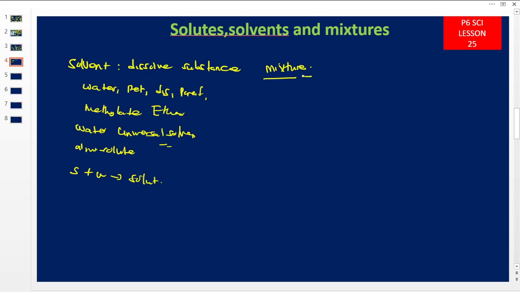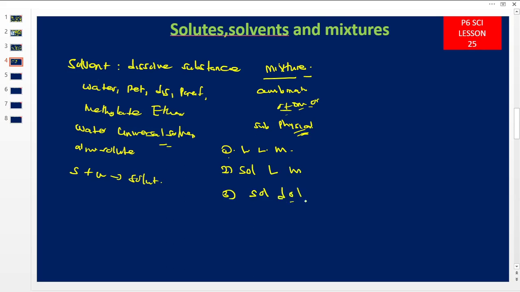So what is a mixture? A mixture is a combination of two or more substances physically. This word must be there. So it is a combination of two or more substances by physical means. These mixtures we classify into three. One, liquid mixtures. Two, solid liquid mixtures. Three, solid mixtures.